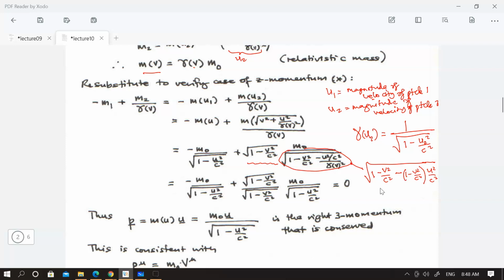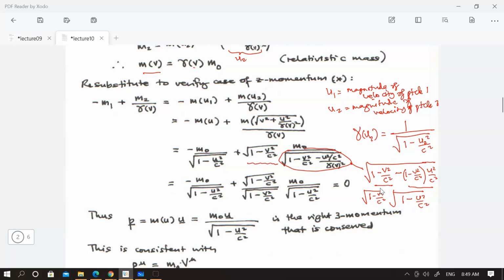Okay, and then you can see that I'm going to have a factor of 1 minus v squared on c squared on this part, and then another factor of 1 minus v squared on c squared on this part. So I can pull out that common factor outside the square root, and it becomes 1 minus v squared on c squared times square root 1 minus u squared on c squared. Okay, and that gives you this particular thing. I hope that you verify it yourself to convince yourself.